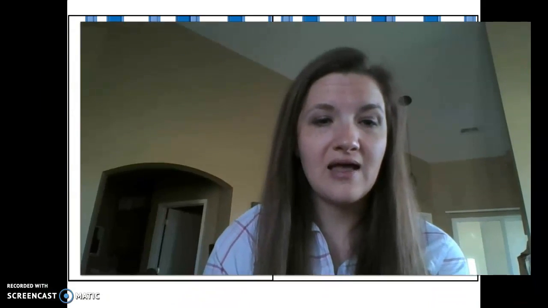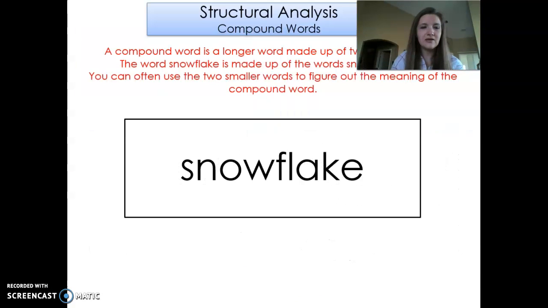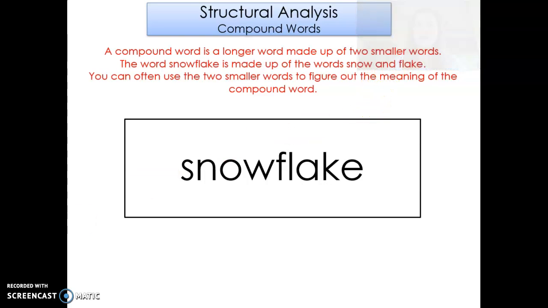Okay, and just to finish off, let's do one more little look at using those compound words. So remember, a compound word is a longer word made up of smaller words. So the word snowflake is made up of snow and flake. And by looking for those smaller words, we can understand the word better. Okay, so we know what snow is. And a flake is just like a little bit, a little piece.